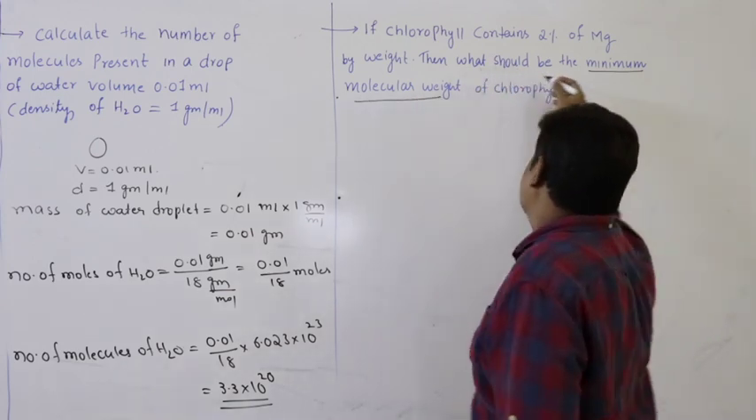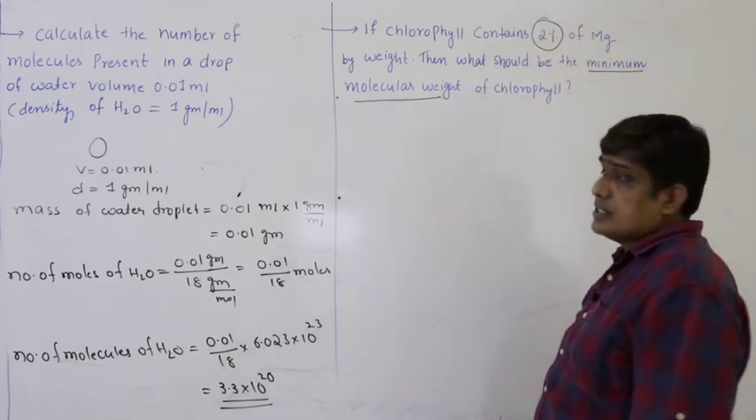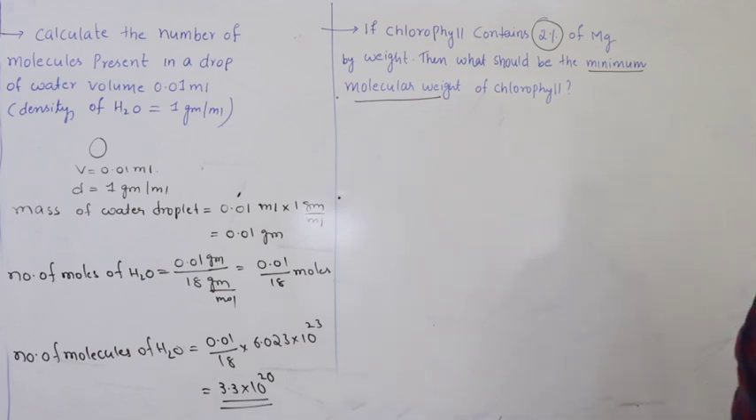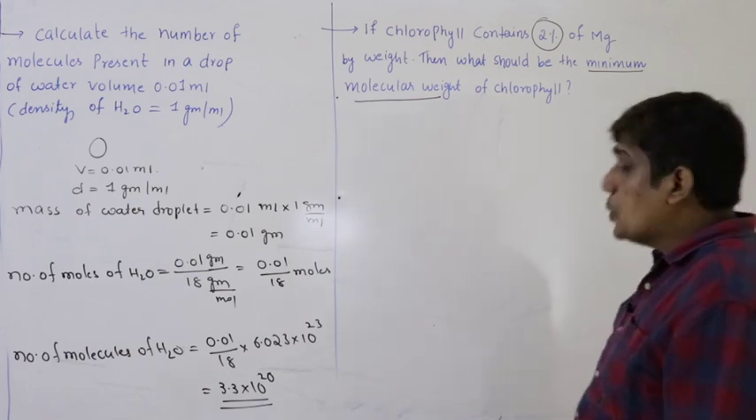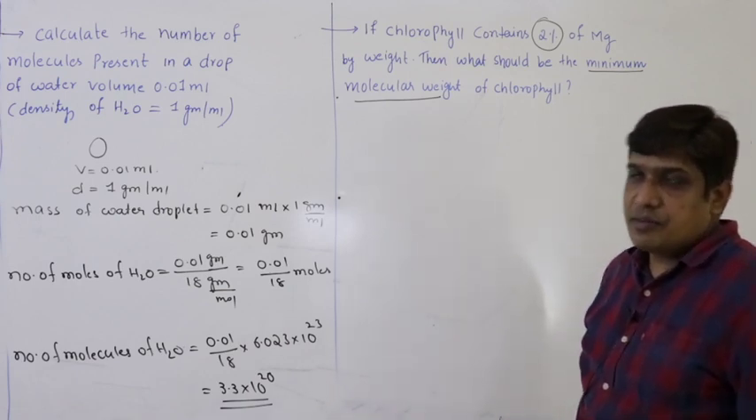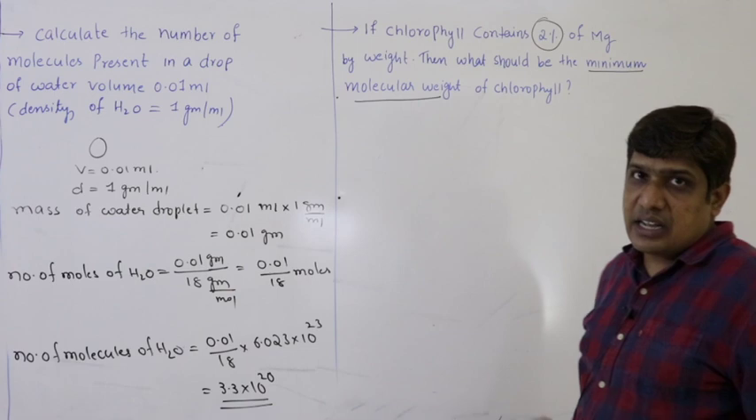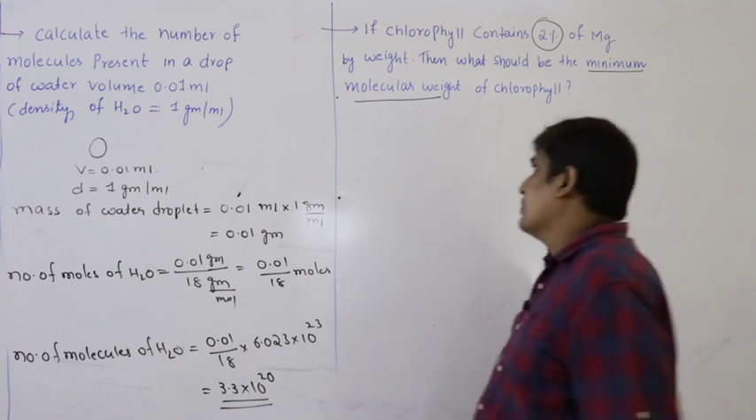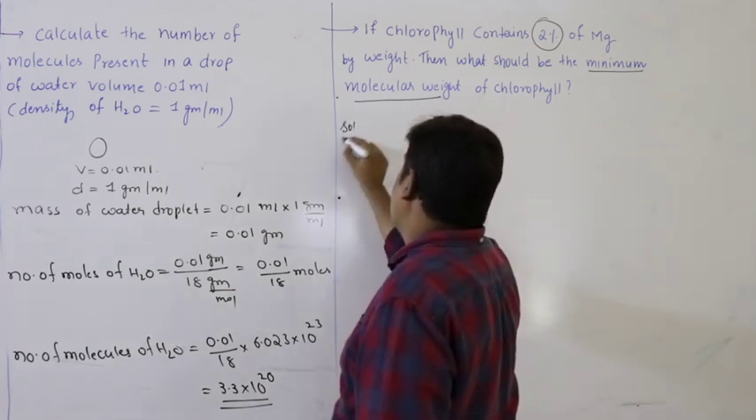If nothing is mentioned, this is weight by weight percentage, which we are going to study in the next concept. So 2%, that means 2 by 100. That means every 100 grams of chlorophyll contains 2 grams of magnesium. That is the meaning of the weight by weight percentage.